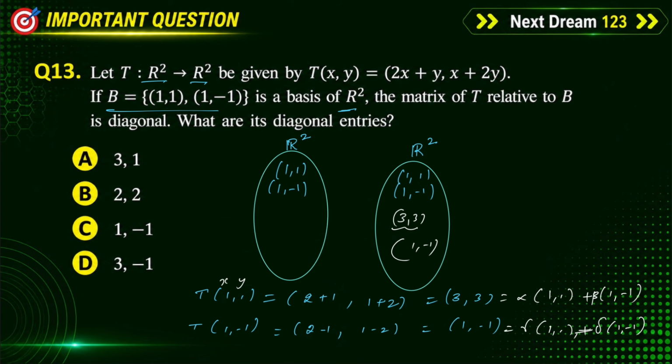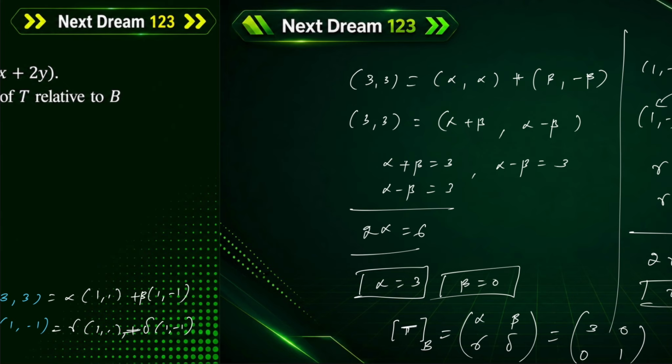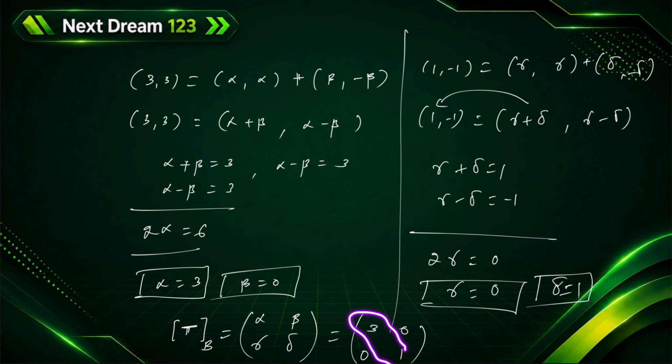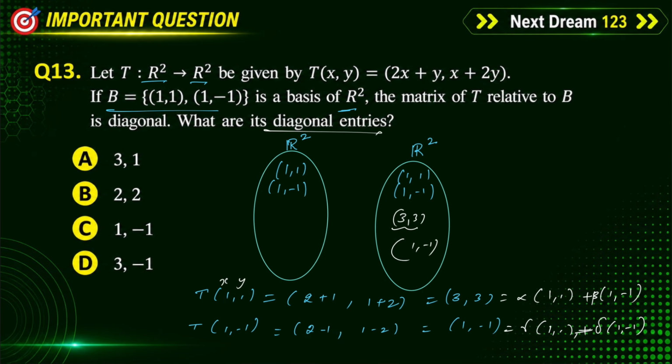They are asking for the diagonal entries. What are the diagonal entries here? 3 and 1. 3 comma 1. Our option is A. A is the correct option here.